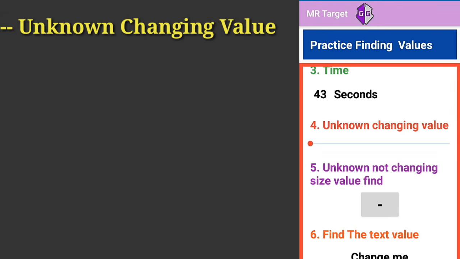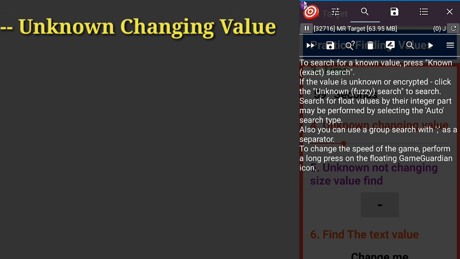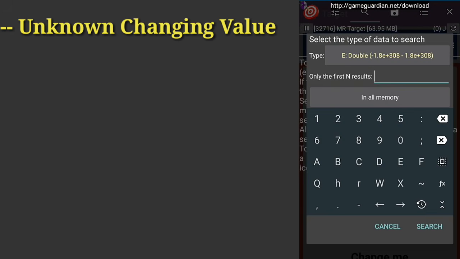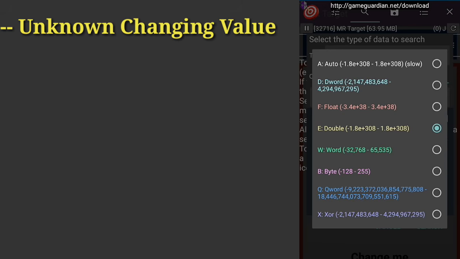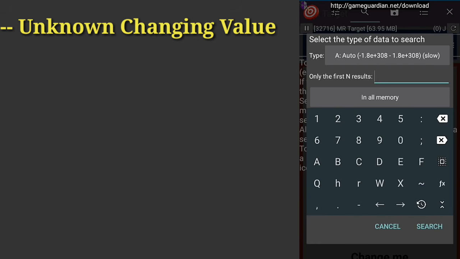So let's go to the third chapter. Right now on the screen there is a bar which increases and decreases, but we cannot see the value. So open Game Guardian and do an unknown search. Type auto as we don't know the type of this value.